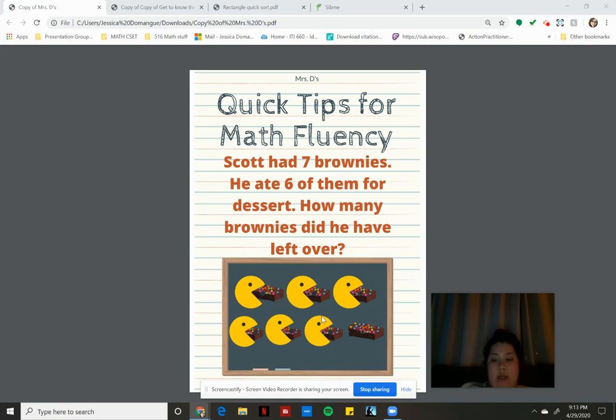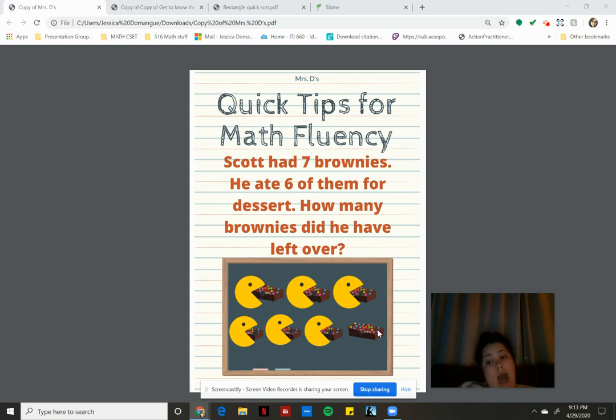So let's count and make sure I did it right. How many brownies do I have in all? 1, 2, 3, 4, 5, 6, 7. And then Scott, just like my Pac-Man, is going to eat 6. 1, 2, 3, 4, 5, 6. So how many brownies were left over? Just 1. We can see in the picture. Just 1 is not going to be eaten.